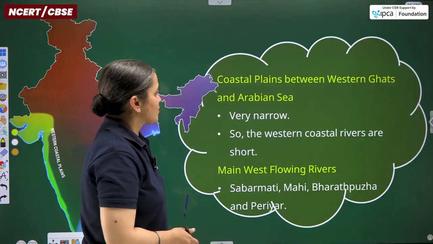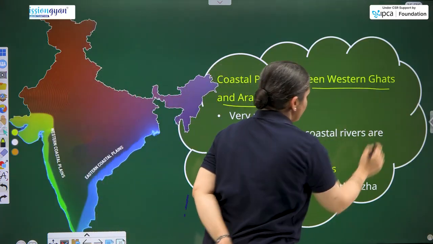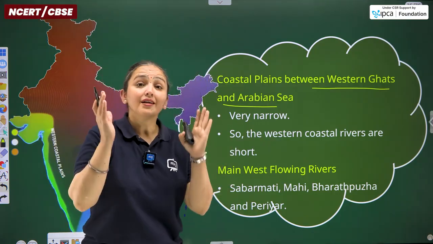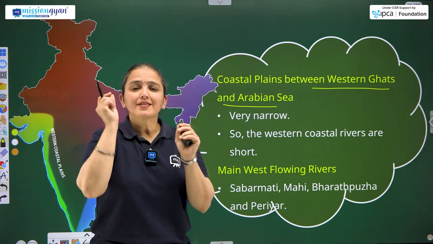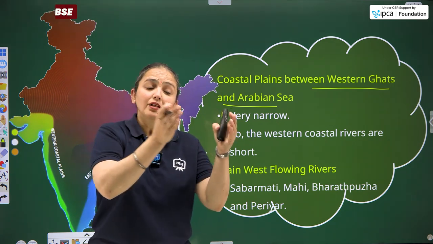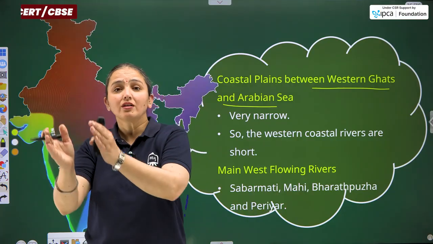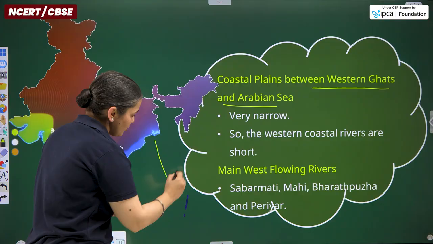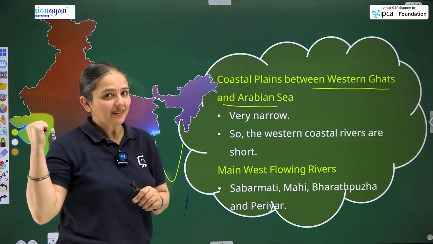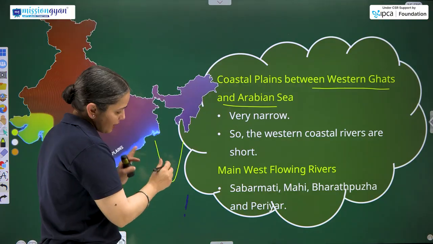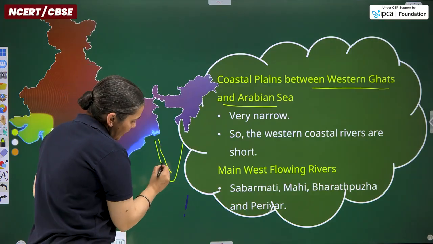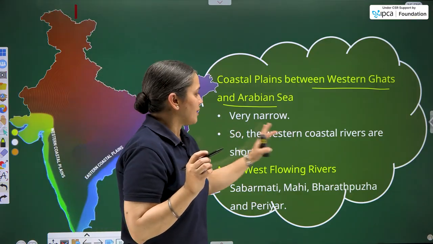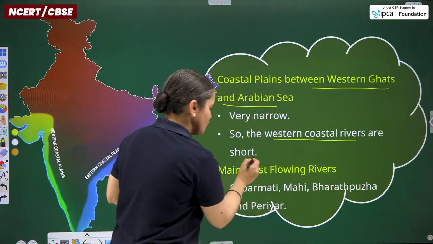Coastal plains between the Western Ghats and the Arabian Sea are known as the Western Coastal Plains. These are narrow plains because there is less distance between the ghats and the coastal region. I'm not talking about the coastal plains here. How should I tell you, you can consider this. And of course, at my back, there is a map. We are going to discuss that also. But for a while, the in-between space we are talking about is narrow. And so the western coastal rivers are short.